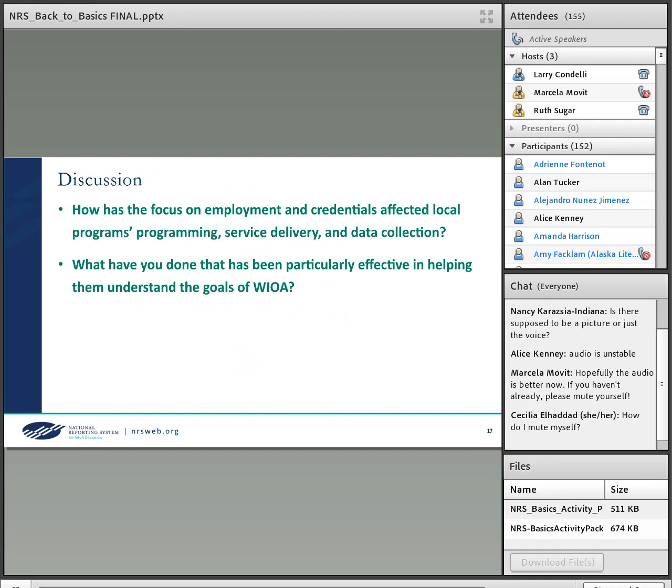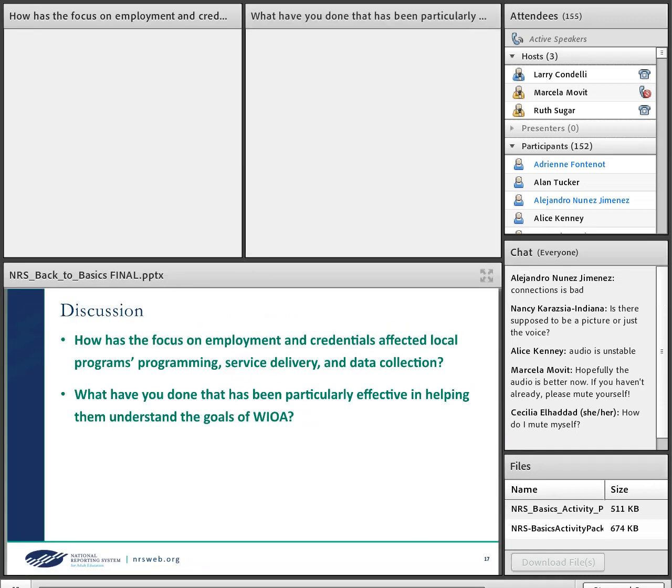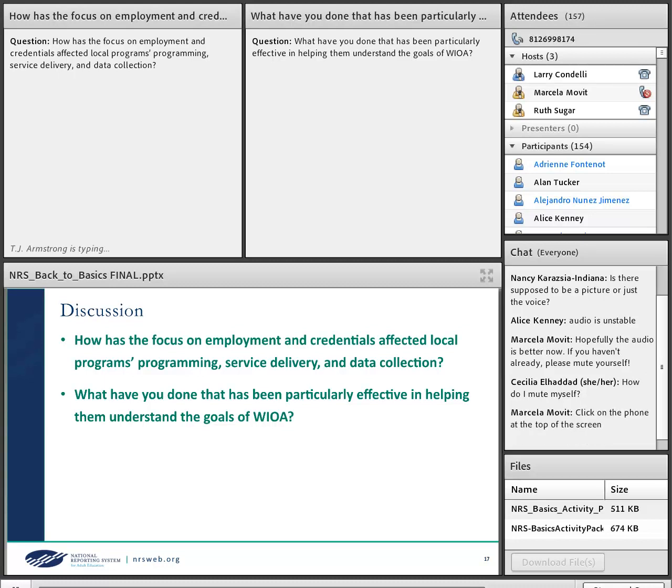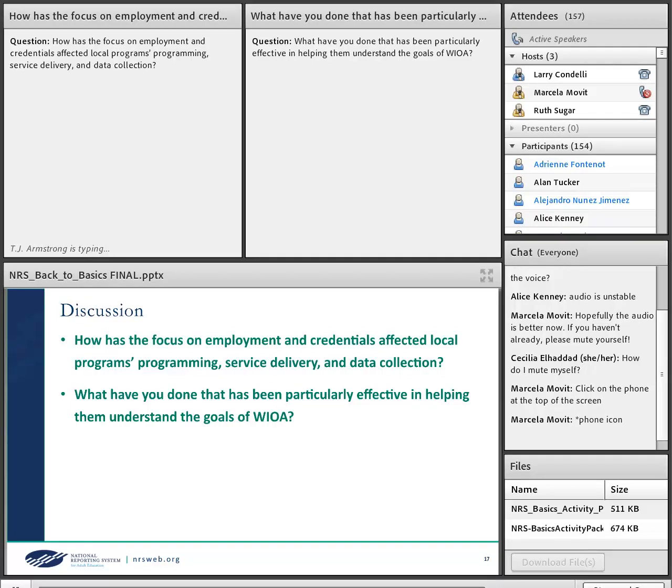So now we'd like to hear from you on a couple of questions, and we want you to think about it in terms of your perspective as project staff or state staff. So if you can take a couple minutes to respond to the following questions. One is, how has the focus on employment and credentials affected local programs, programming, service delivery, and data collection? How have you seen the impact over the years as WIOA has been implemented?